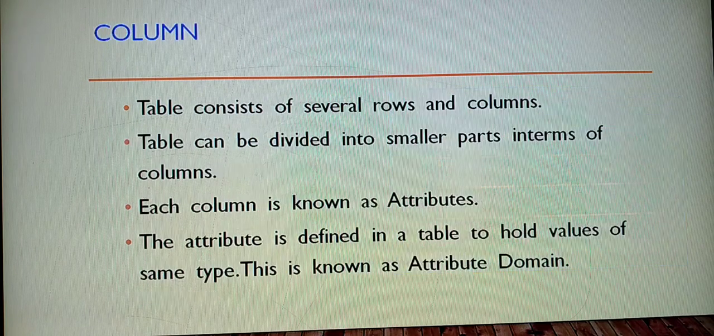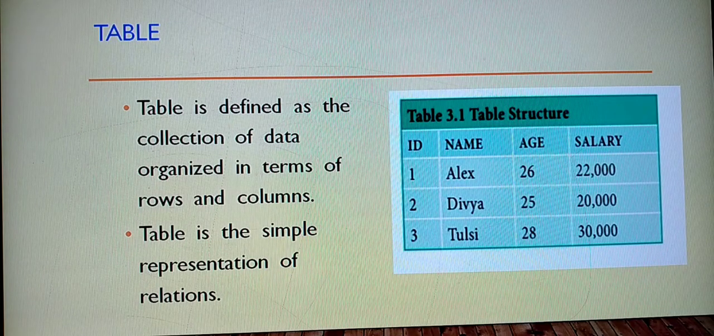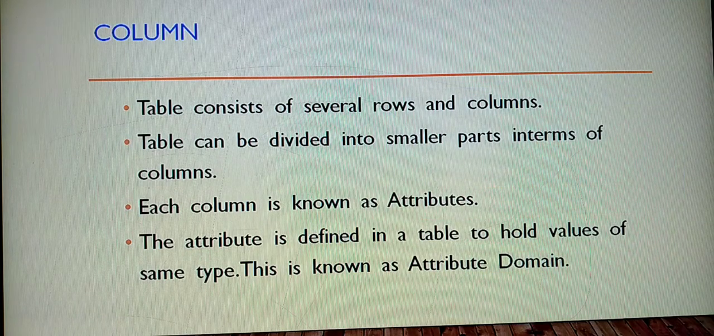Yes, next we can have the next one. It is your definition for column. Under table itself, I told you, a table is nothing but a combination or collection of rows and columns. A table consists of several rows and columns.